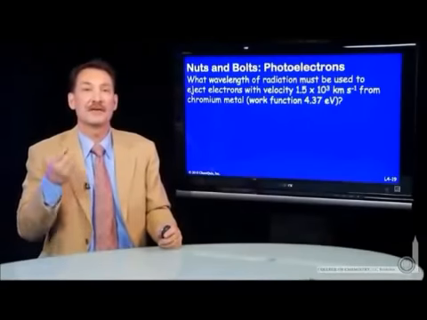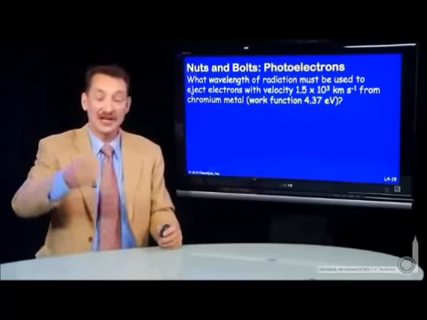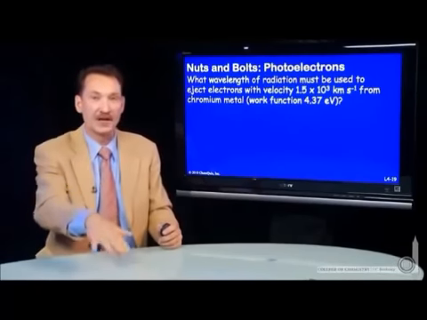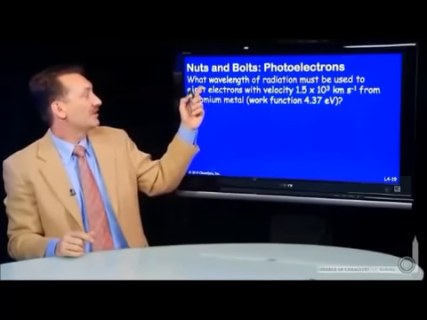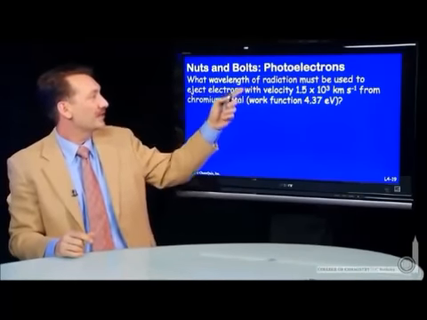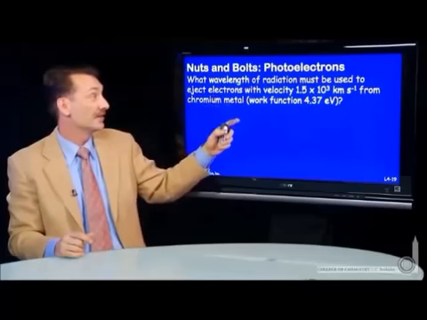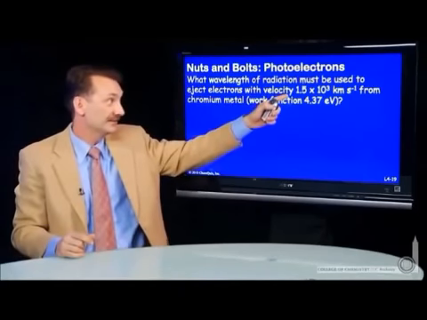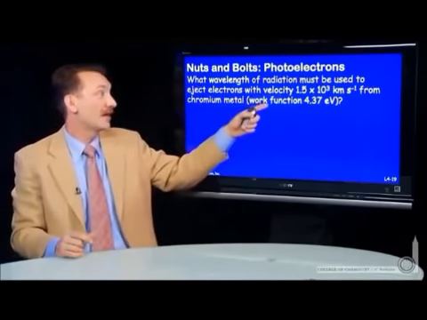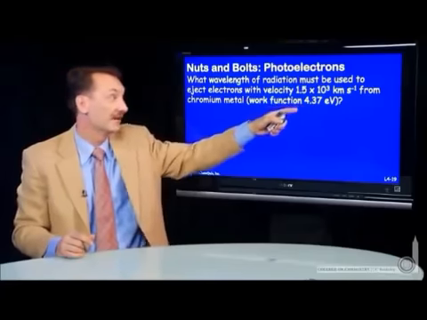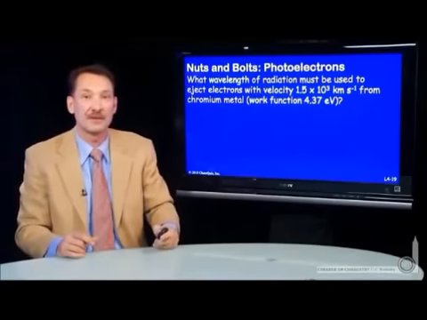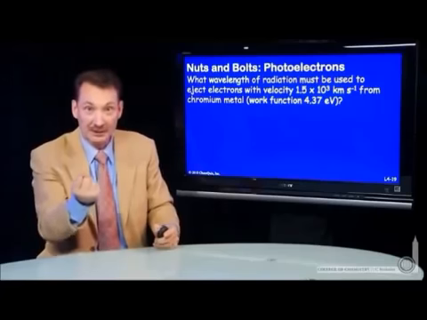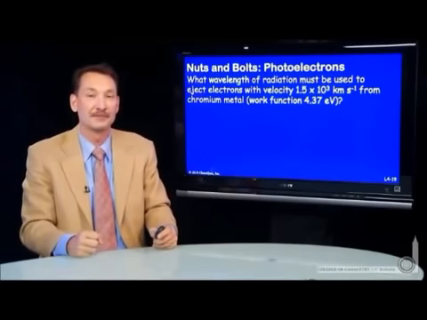Let's do a calculation involving the photoelectric effect, ejected photoelectrons and photons of a certain energy hitting a metal. We'll take the question, what wavelength of radiation must be used to eject electrons with a velocity given from chromium metal with a work function that's given? So this work function for chromium metal, 4.37 electron volts, is how strongly chromium holds on to its electrons.